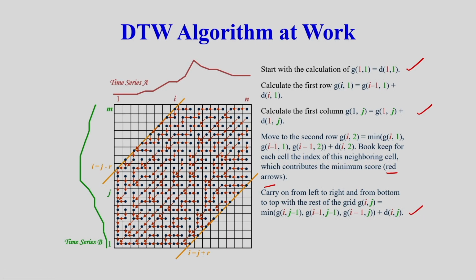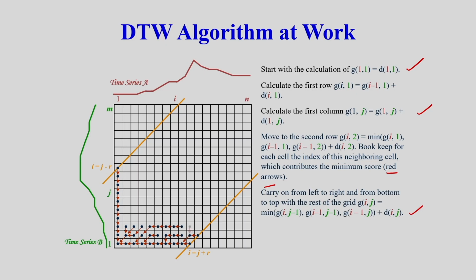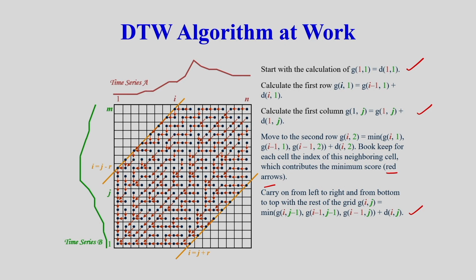So pictorially again I am showing here. So first we have calculated the first row, and after this we consider the first column. After this we are considering the second row. After this we have to consider Gij. Like this we are computing by using the dp equations.